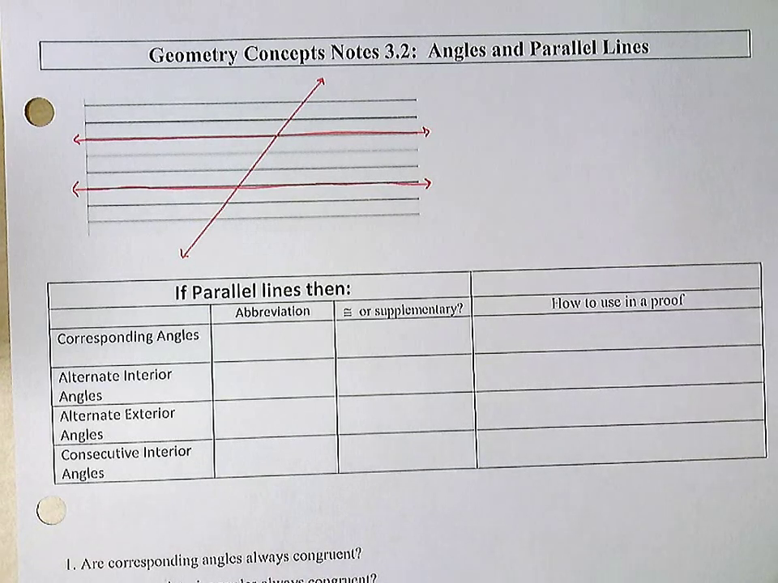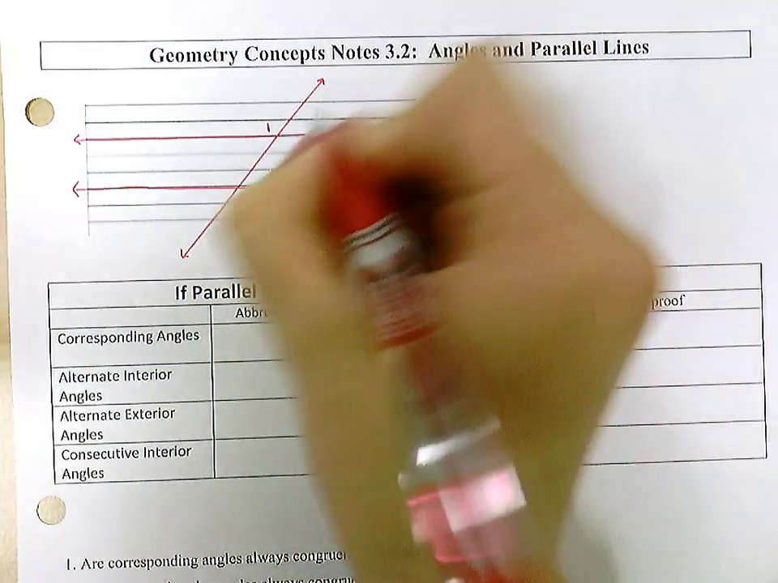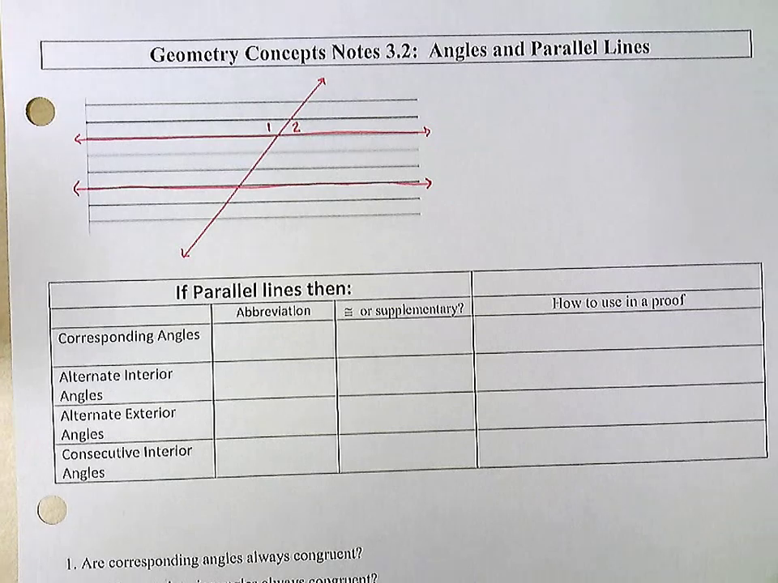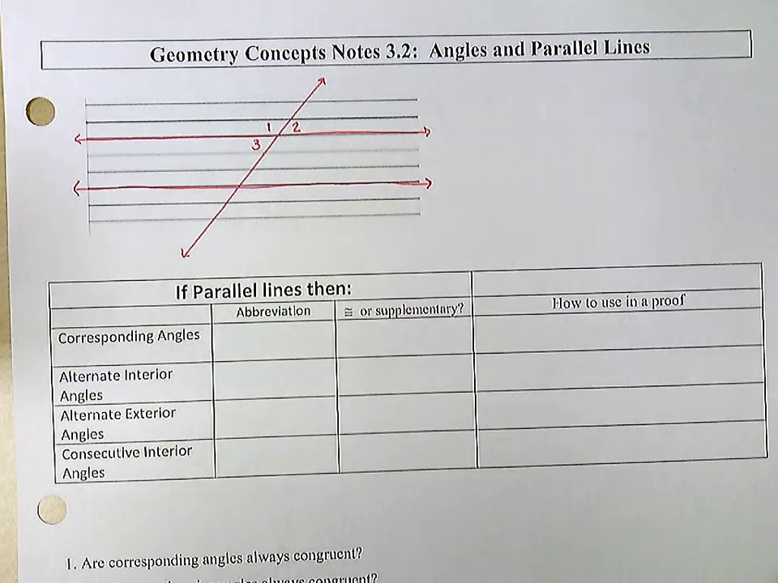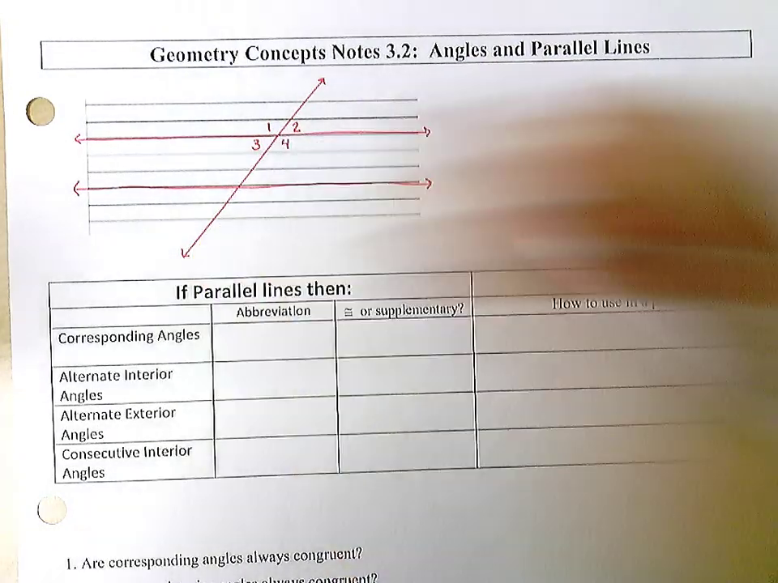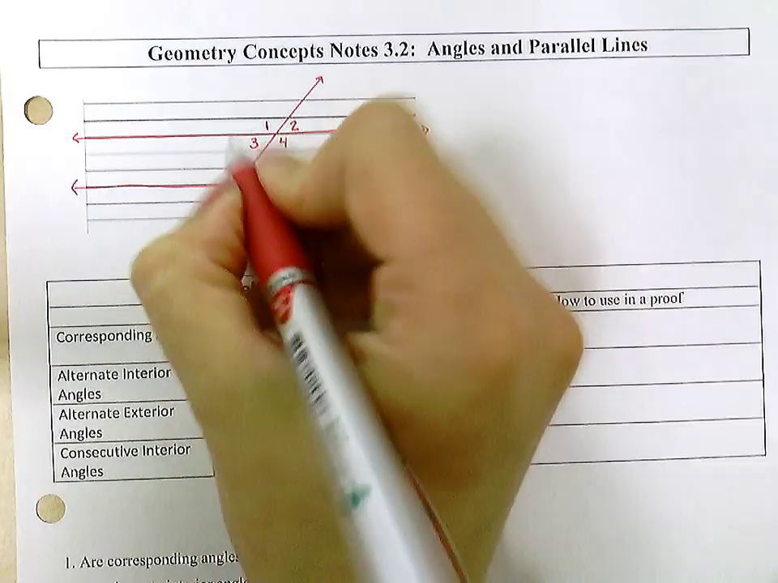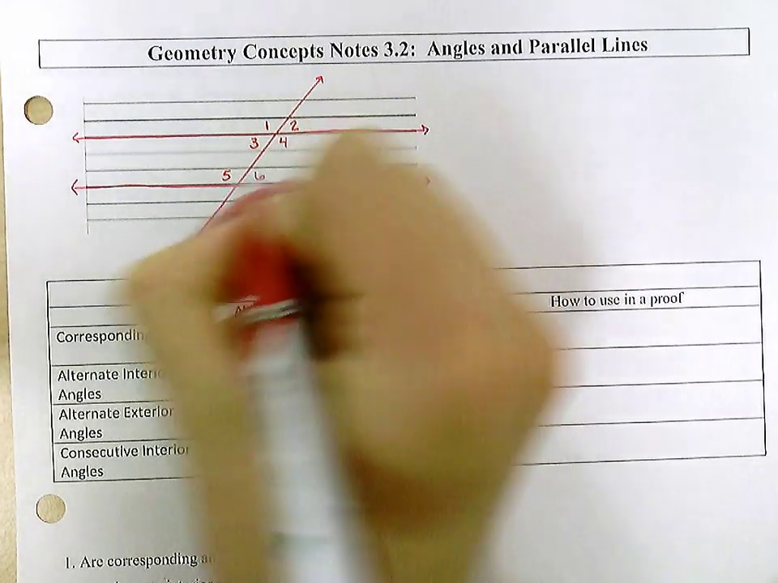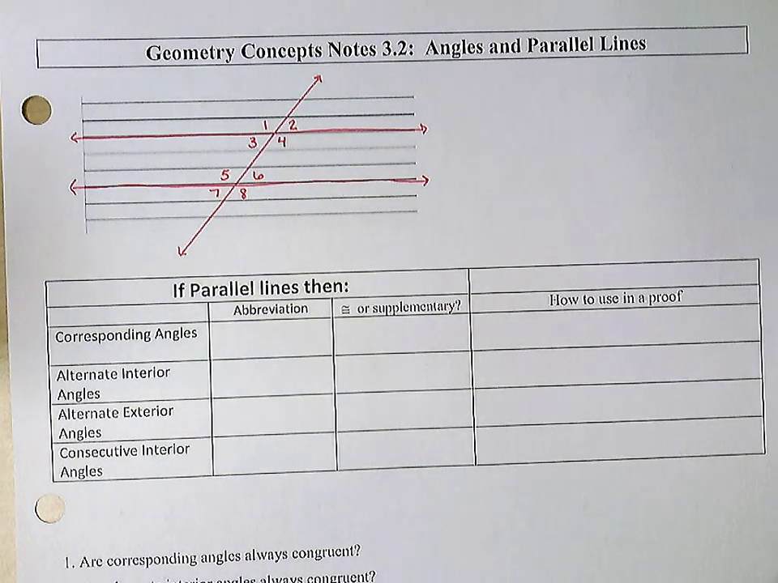Okay, I'm going to label each of my angles created. So I have 8 different angles that are created when this happens. I have one right here, a second one right next to it, a third one below that, a fourth one next to that one. And then the other 4 are by the other parallel line. So I have 5, 6, 7, and 8. Okay, those are my 8 angles that are created.